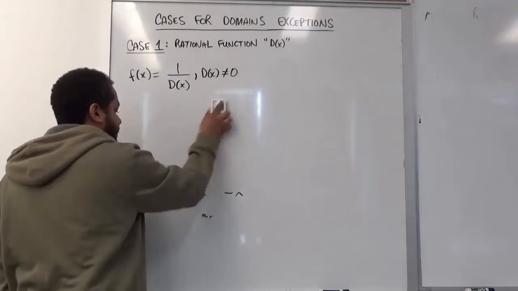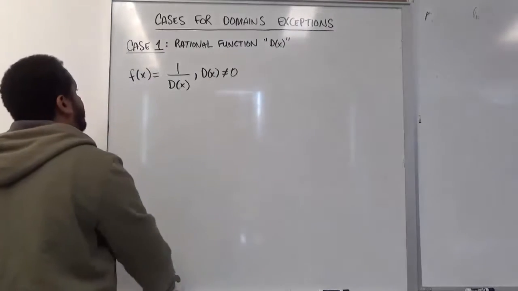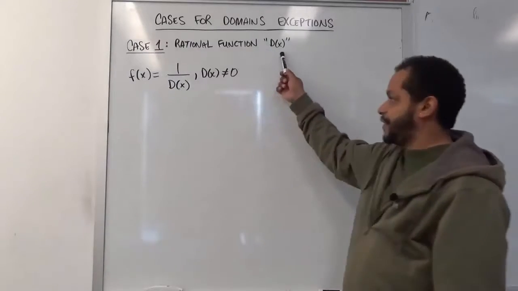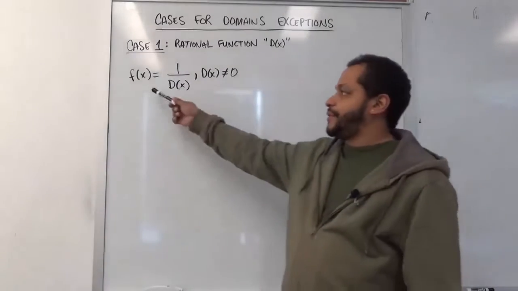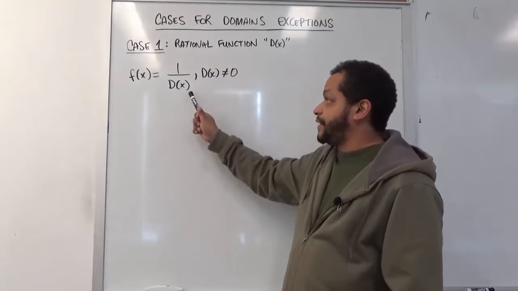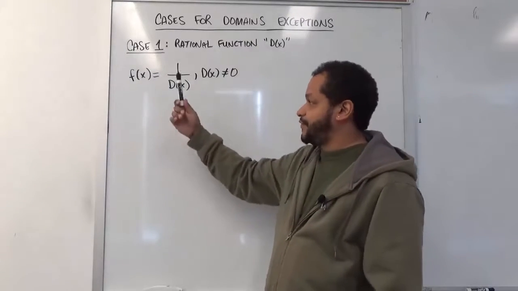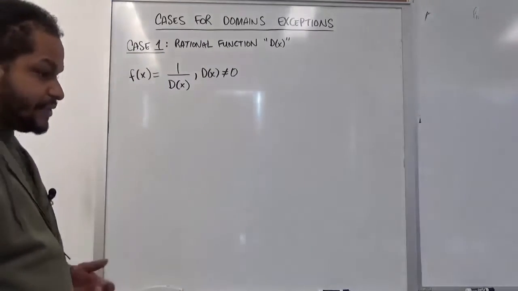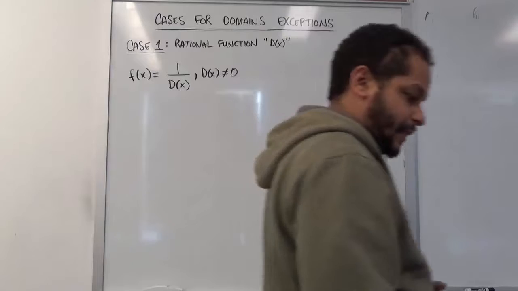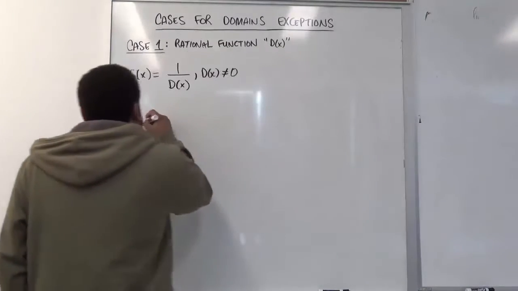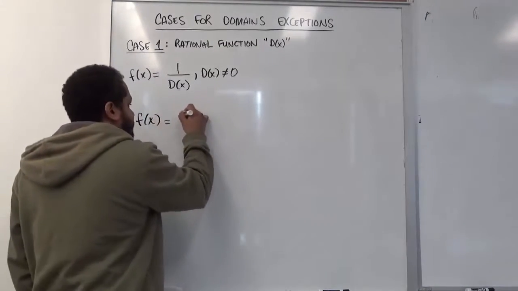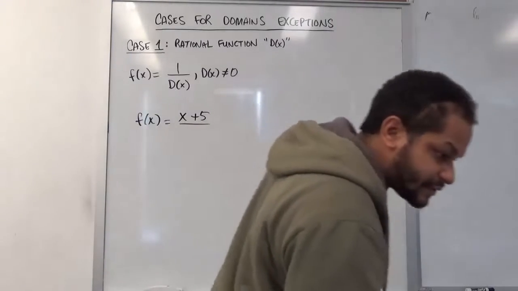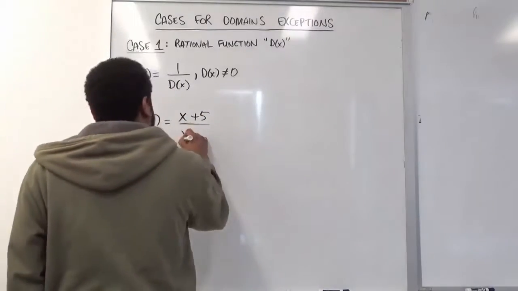We'll begin with our first case of a domain exception. The first case is the rational function, which I like to notate as the denominator of x in a function. This way we can identify the piece of the denominator as a function separate from the actual function. The way this works is pretty simple. In our first example, we're going to take the problem f of x is equal to x plus 5 over x minus 7 in the denominator.